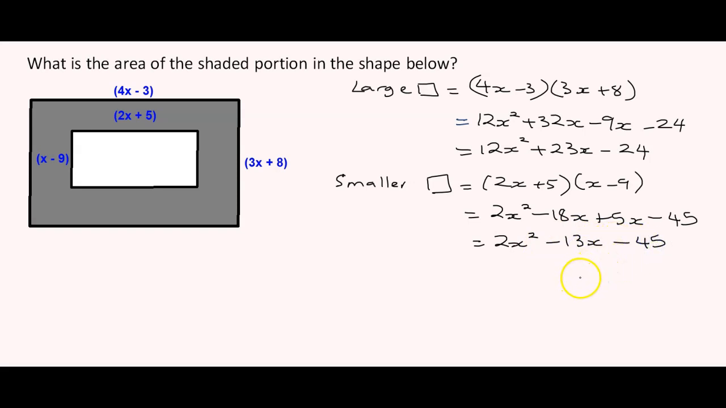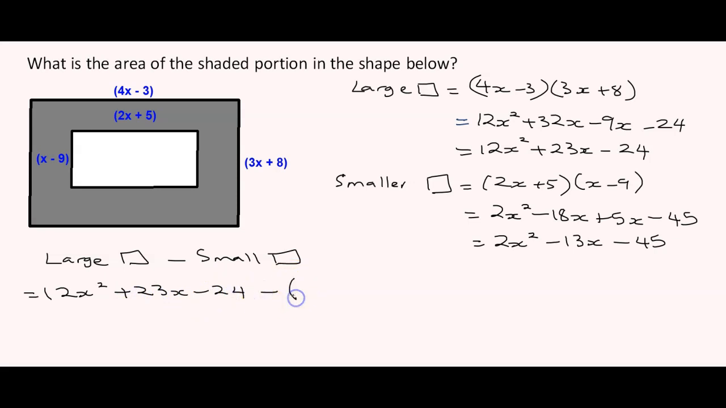So the next step we're going to take here is to subtract the smaller one from the larger one. So we're going to say large rectangle minus small rectangle, and this is going to give us 12x squared plus 23x minus 24, and then minus everything in parentheses. Whatever is the area of the smaller rectangle we put in parentheses. So this is 2x squared minus 13x minus 45.